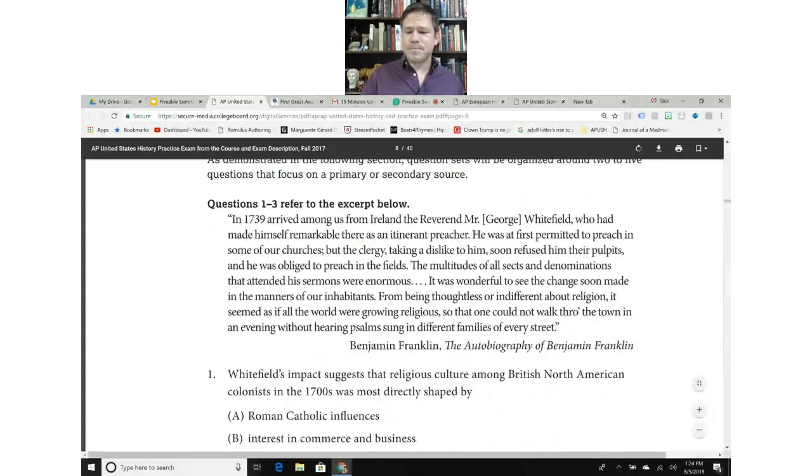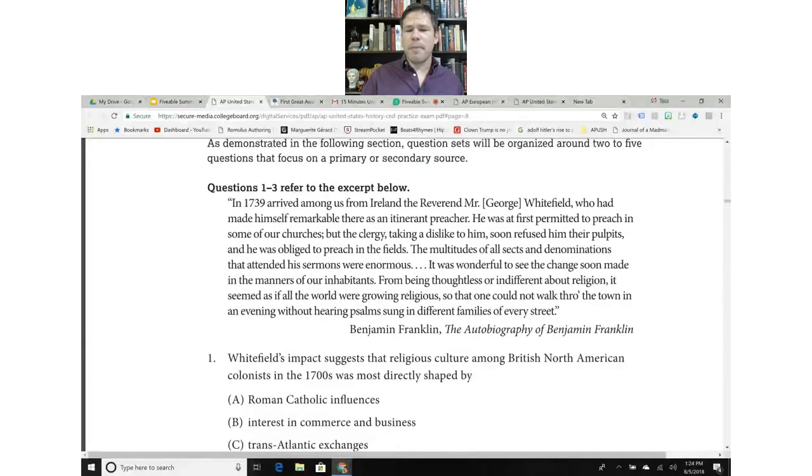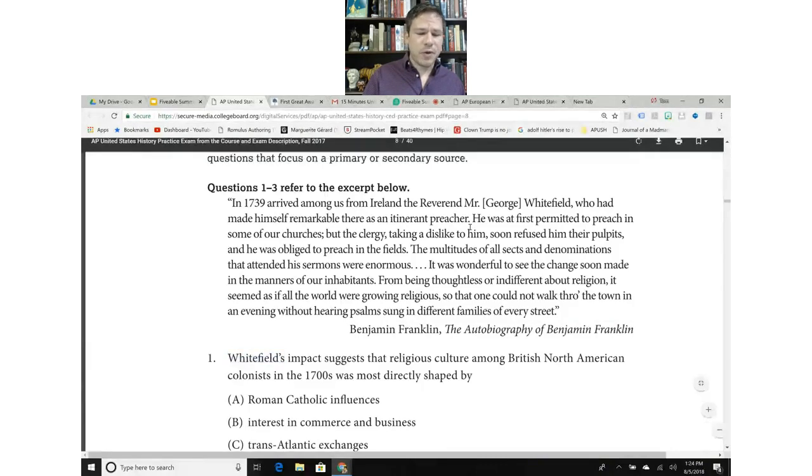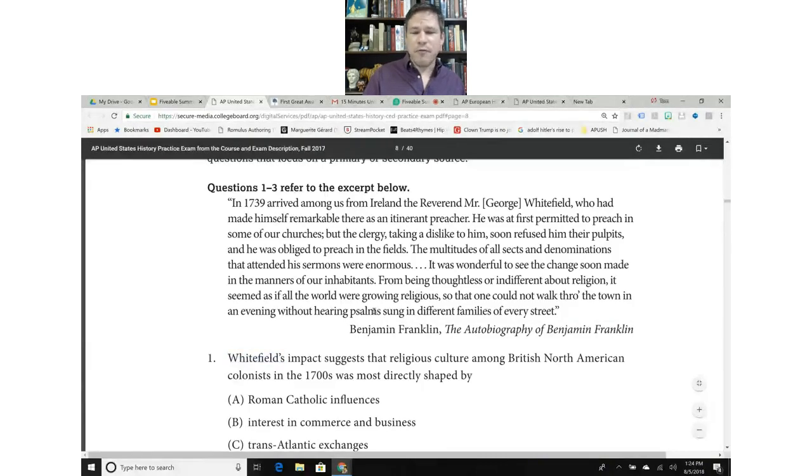Now, Benjamin Franklin, the autobiography of Benjamin Franklin. Now, the thing is, this here doesn't necessarily give us everything we need to know there. Now, of course, a student who's going to make a 5 would know, okay, Whitefield. Whitfield, Whitefield, potato, potato. Now, in 1739, there arrived among us from Ireland the Reverend Mr. George Whitfield, who had made himself remarkable there as an itinerant preacher.